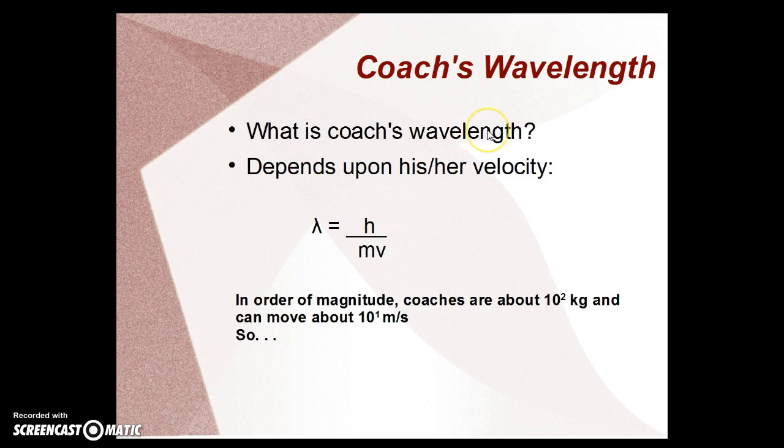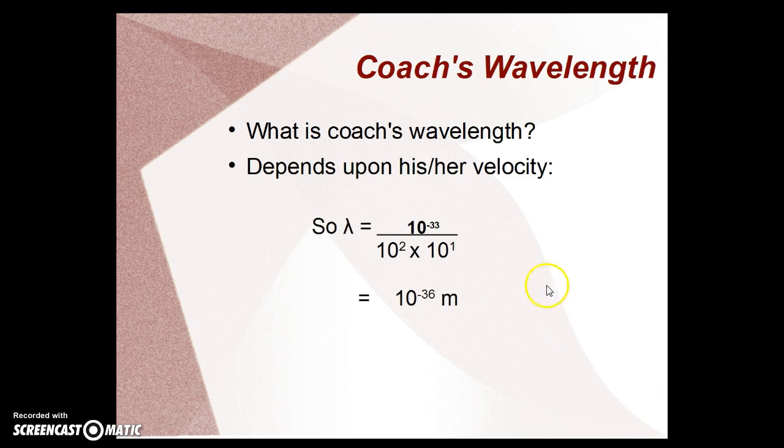Now, the coach's wavelength is going to depend upon the coach's velocity. Again, the wavelength is equal to Planck's constant divided by the momentum. Now, in order of magnitude, coaches are about 10 to the second kilograms and can move about 10 to the 1 meters per second, about 10 meters per second at top velocity. So the wavelength is 10 to the negative 33rd divided by 10 squared times 10 to the 1, or 10 to the negative 36 meters.